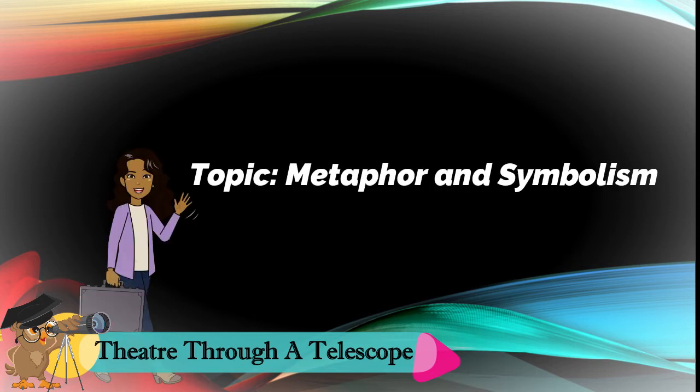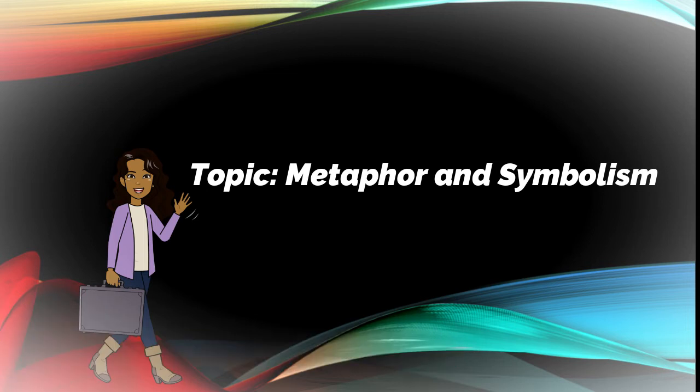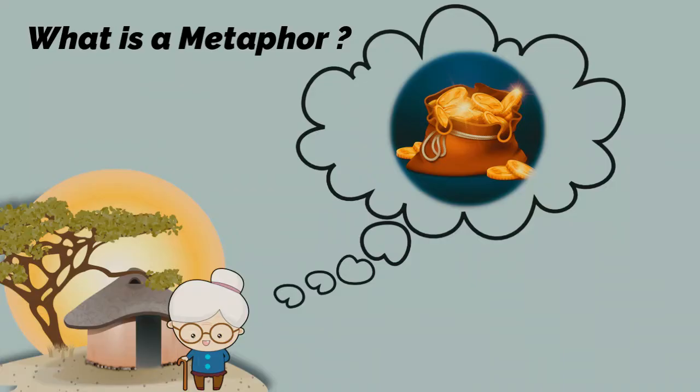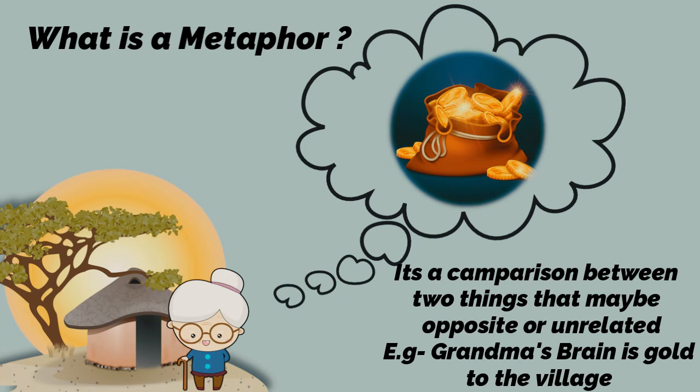In today's lesson, we will discuss what is metaphor and symbolism, and we will also observe how it is used in the theatre and also other dramatic works such as an anime. First, let's look at a metaphor. What is a metaphor? It's a comparison between two things that may be opposite or unrelated.